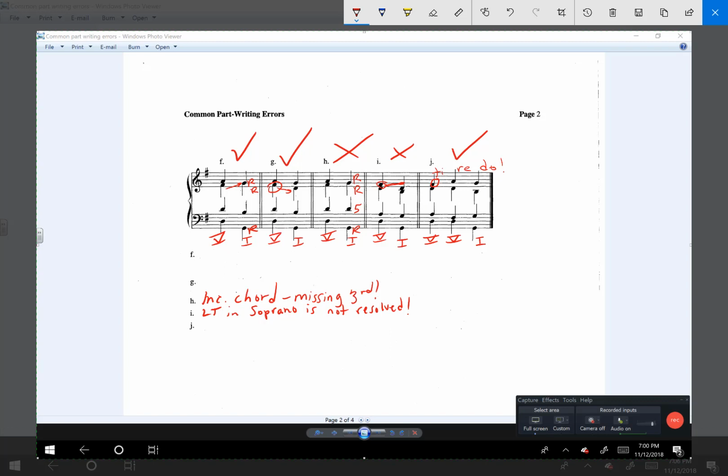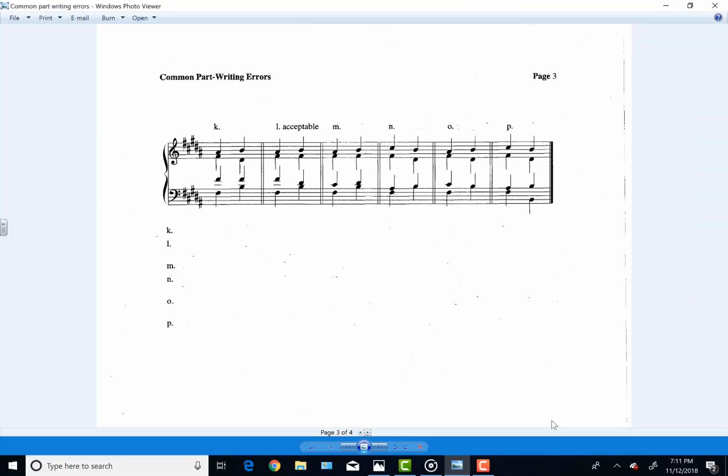Let's try some more. Isn't this fun? Here is some more AP. Look at your key signature very carefully. 5 sharps, looks like B major. And notice that in L, they've told you that that is acceptable. But you need to figure out the issues for K, M, N, O, and P. Good luck!